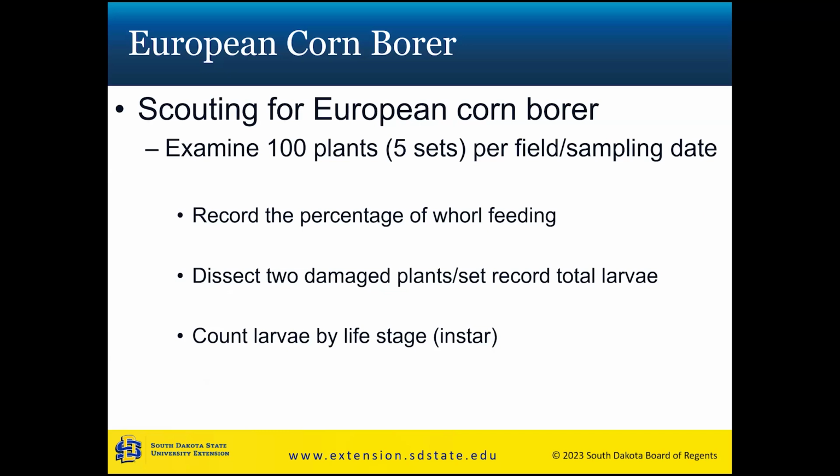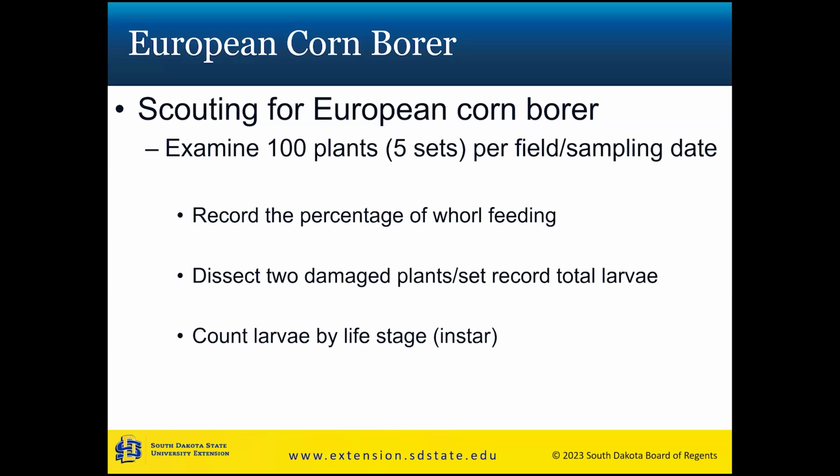Another way to scout for European corn borers, besides using the degree days, you need to confirm that things are out in the field, is to examine plants. And so we recommend looking at 5 sets of 20 plants or 100 plants total per field per sampling date, which is a lot of work. And you need to look at the whorl to see what percentage of feeding is occurring.